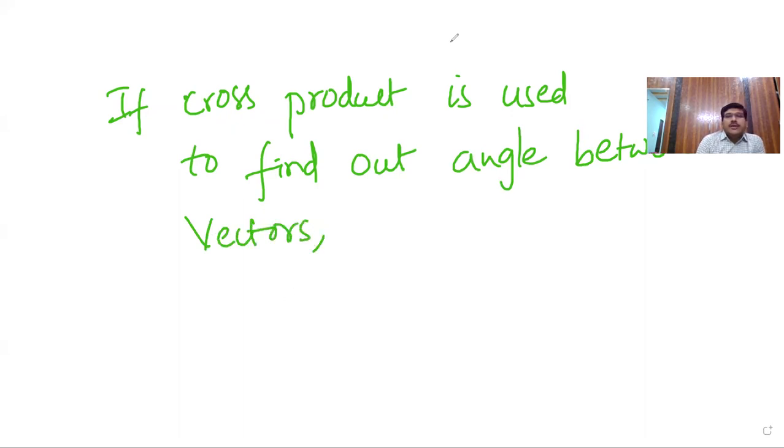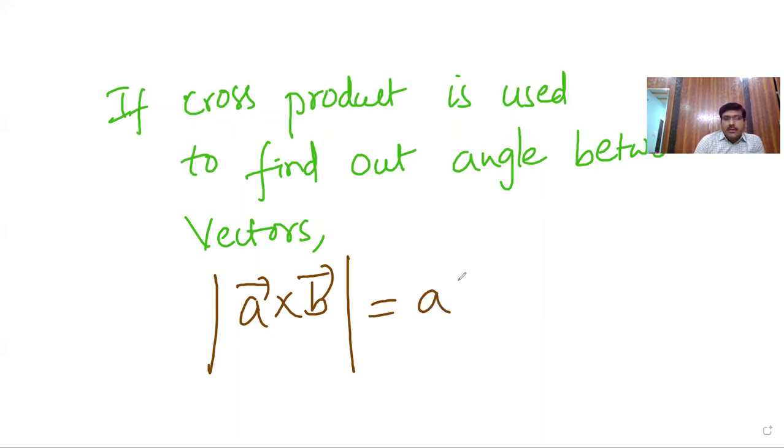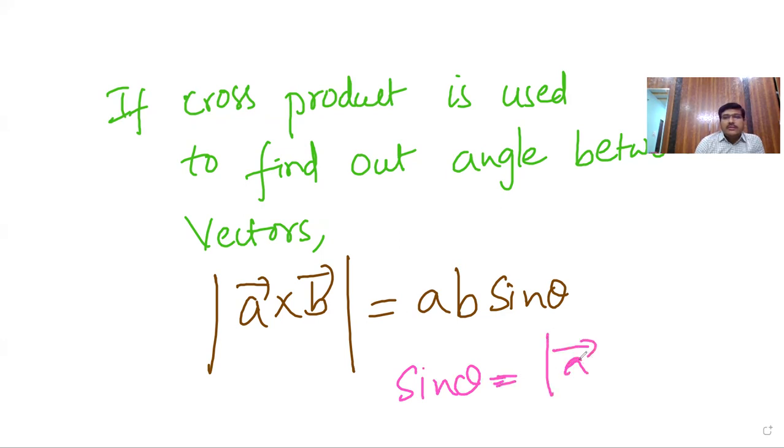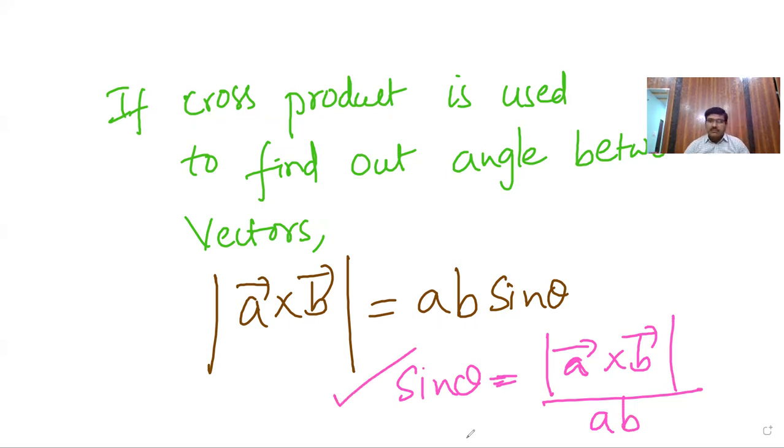Then what is the cross product? A bar cross B bar, and then you just take the magnitude. The magnitude of A bar cross B bar is the magnitude of A bar times the magnitude of B bar times sin theta. We are not taking the direction. From this, we can directly find sin theta as the magnitude of A bar cross B bar divided by the product of the magnitudes of A bar and B bar. This way also theta can be found.